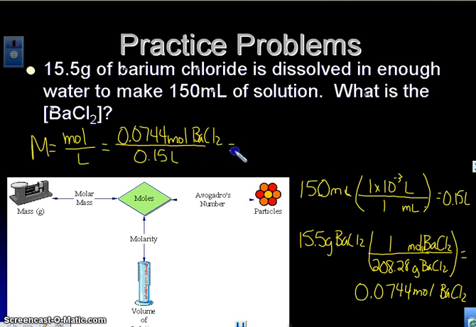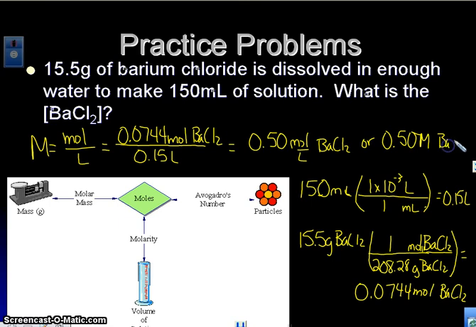And so if you put that into your calculator, you should end up with 0.50 moles per liter of barium chloride. And if you're asking yourself about the 2 sig figs, remember that there are only 2 sig figs here in your volume. You can also write this as 0.50 molar barium chloride.